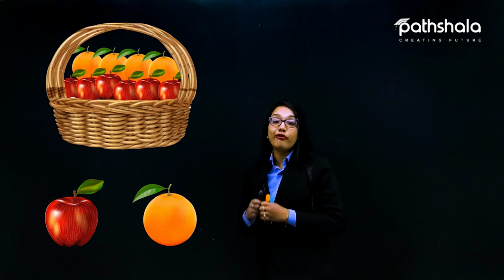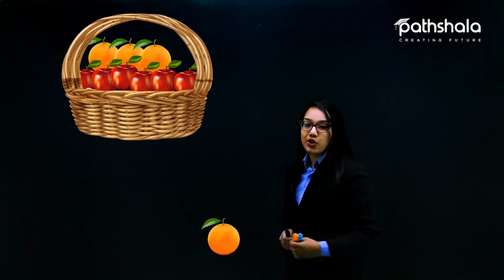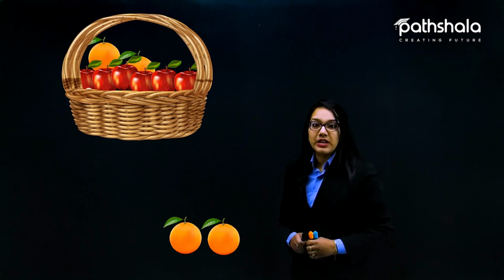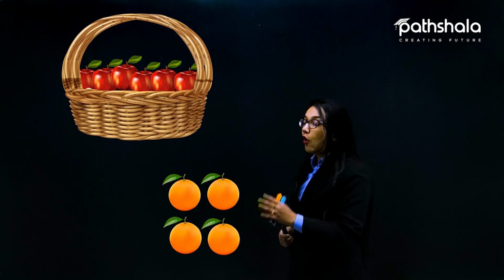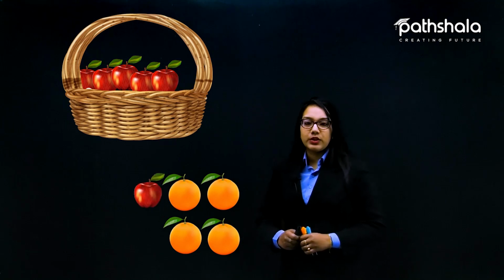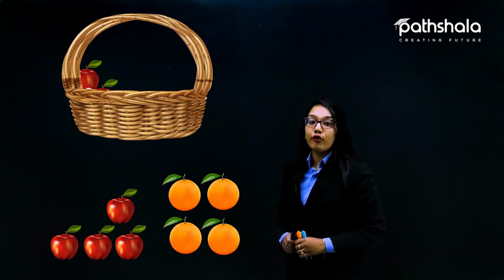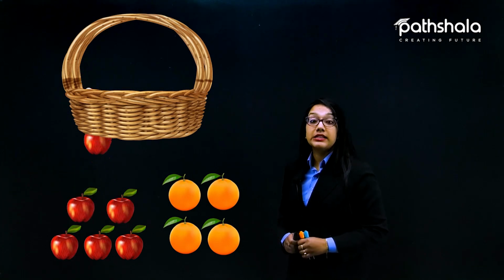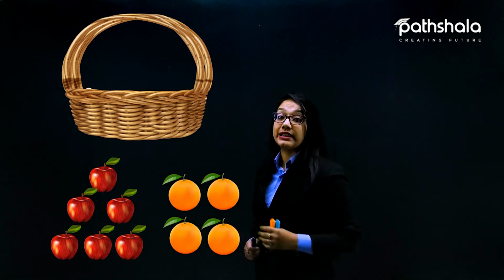Let us count together how many apples and oranges there are in the bucket. Let us count the oranges first. This is my first orange, the second one, the third one and the fourth one. So there were 4 oranges in this bucket. Now let me count the apples. This is the first one, the second, third, fourth, fifth and sixth. So the total number of apples in this bucket is 6.